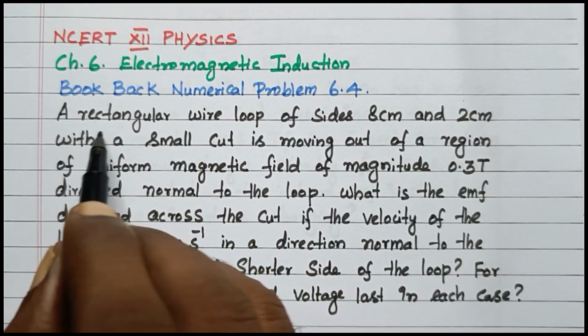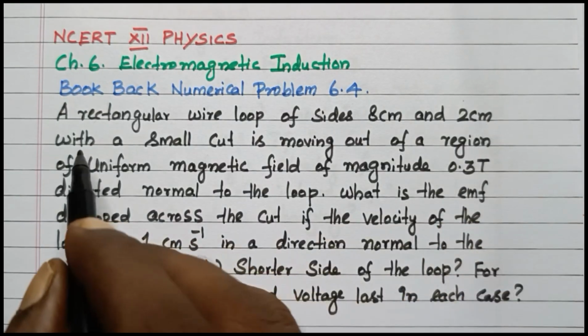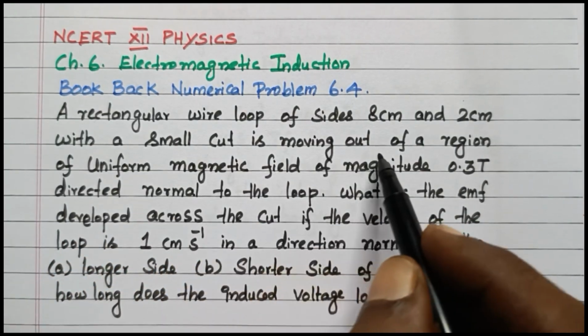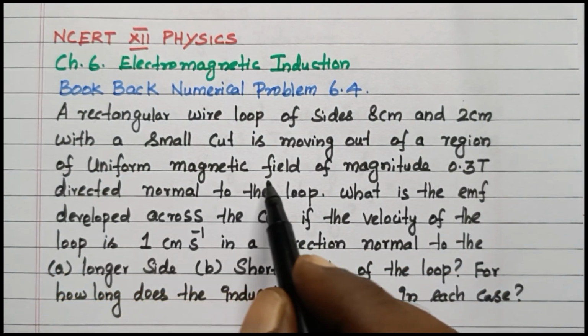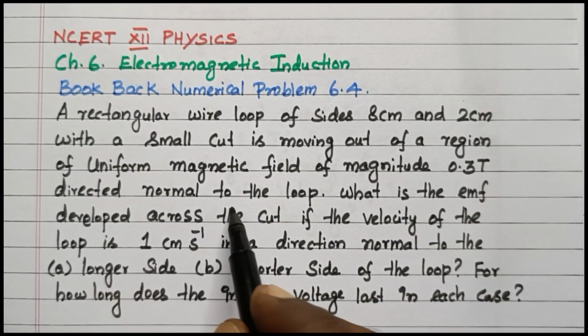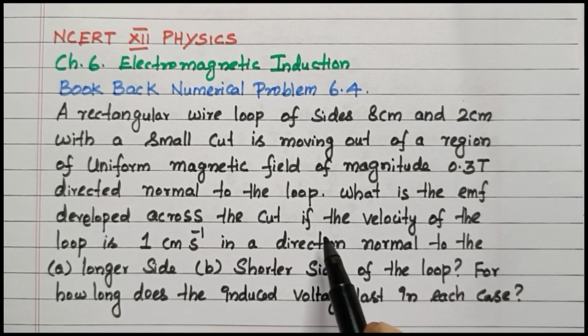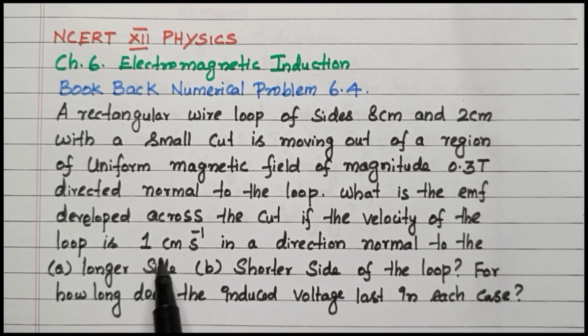The problem is: a rectangular wire loop of sides 8 cm and 2 cm with a small cut is moving out of a region of uniform magnetic field of magnitude 0.3 Tesla directed normal to the loop. What is the EMF developed across the cut if the velocity of the loop is 1 cm per second in a direction normal to the (a) longer side, (b) shorter side of the loop? For how long does the induced voltage last in each case?